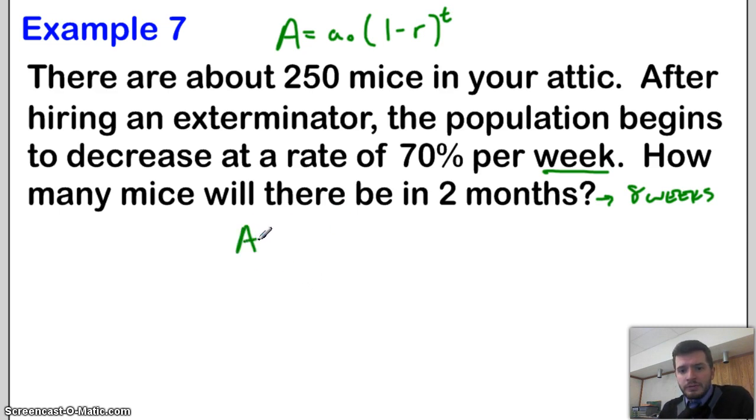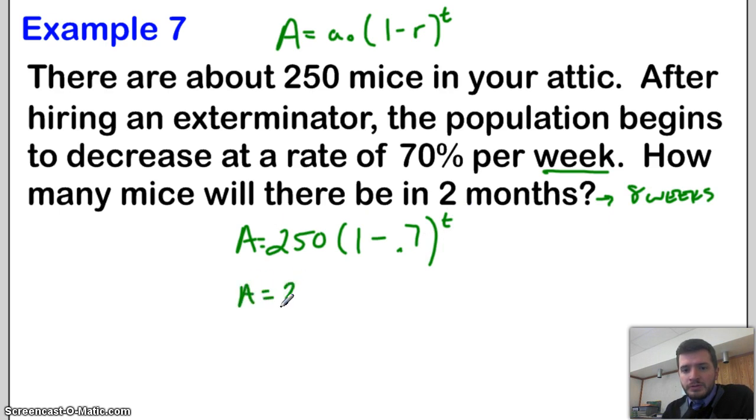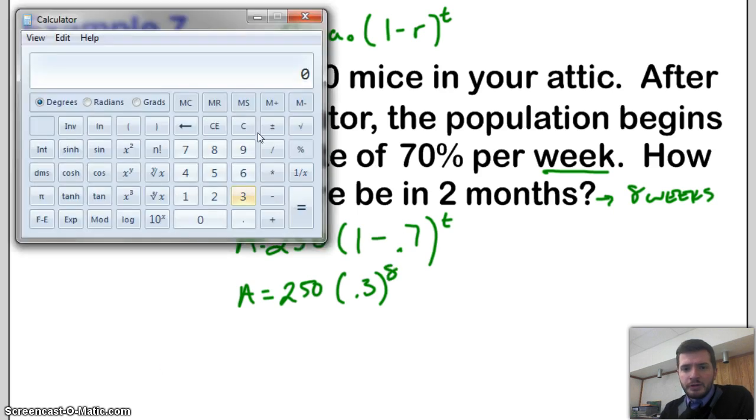Alright, so let's do it. So A equals, initial amount is 250. So 250 mice times 1 minus 70%, so 0.7, all to the t power. And now we're going to go ahead and plug in the 8. So A equals 250 times, I'll go ahead and subtract this. So 1 minus 0.7 is going to be 0.3. So 0.3 to the 8th power.